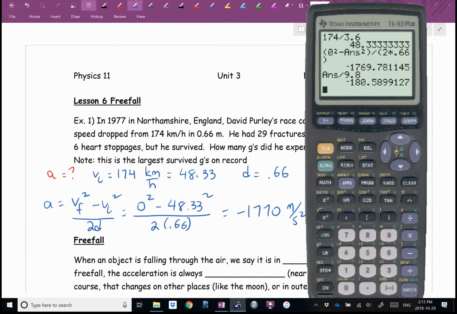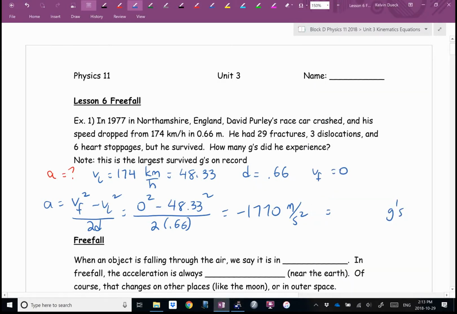180. You know what? We'll round up. He's earned it. 181. As far as I know, negative because he was slowing down. As far as I know, that's still the biggest on record.